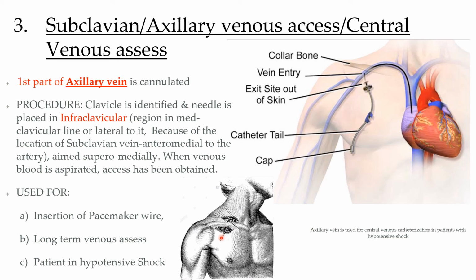Now, which are the conditions in which this axillary vein is accessed? Whenever the physician has to insert a pacemaker wire in the right atrium, it can be passed through the axillary vein. Whenever long-term venous access has to be established in ICU patients, or the patient is in hypotensive shock, or central venous pressure has to be monitored, in all these cases the first part of the axillary vein is cannulated. The cannula is then passed into the subclavian vein, and the tip of the cannula reaches the right atrium.